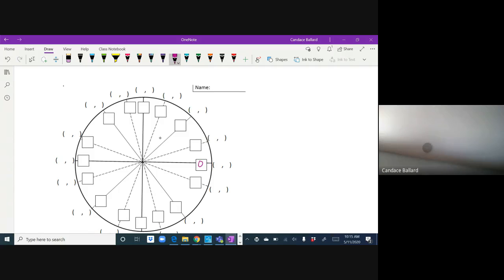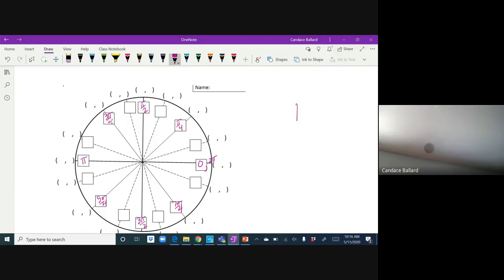So I've got 0 radians, and then we can count them off just like we did last week. So let's do the pi over 4. This would be 1 pi over 4. This one's 2 pi over 4, but we like to reduce it to pi over 2. This one is 3 pi over 4. This one is 4 pi over 4, which we reduce to pi. 5 pi over 4. 6 pi over 4, which we reduce to 3 pi over 2. And then 7 pi over 4, and then this one would be 8 pi over 4, 2 pi.